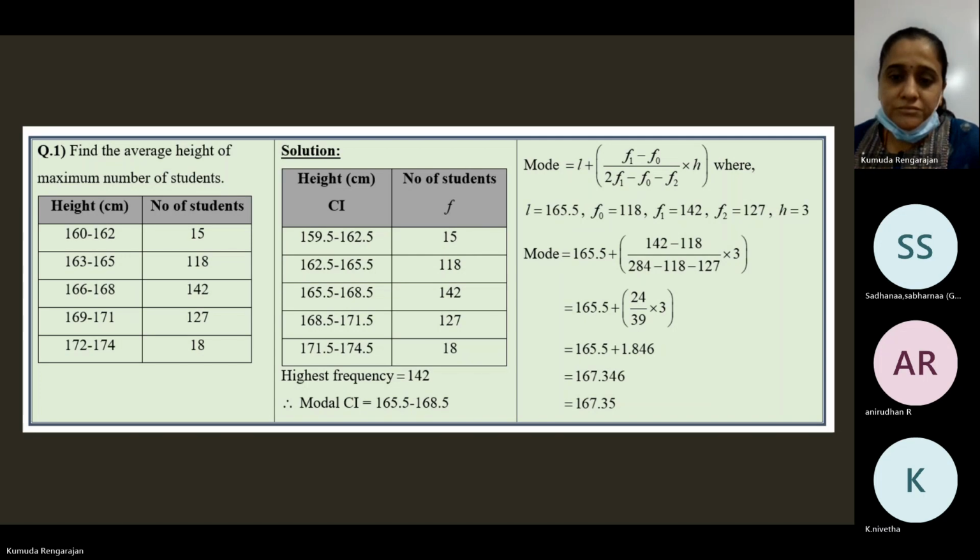Finished. So the calculation part, children, I didn't say anything because I'm sure you all understand that. The division goes on. It's not exactly 1.846, it goes on. You can find up to 2 or 3 decimal places and stop.